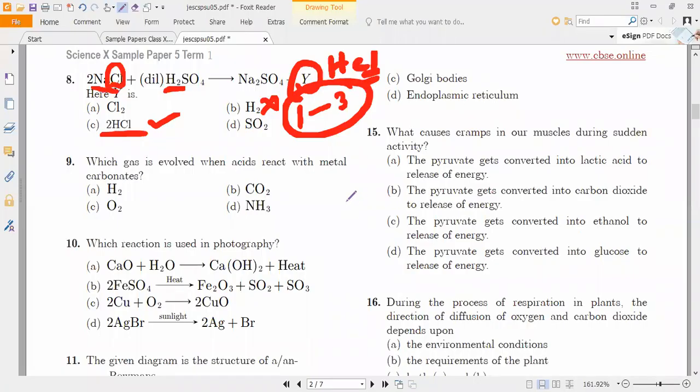As we know, here they are asking which gas is evolved when acids react with the metal carbonates. Metal carbonates react with acids and we get carbon dioxide. That's all. Next, which reaction is used in photography?